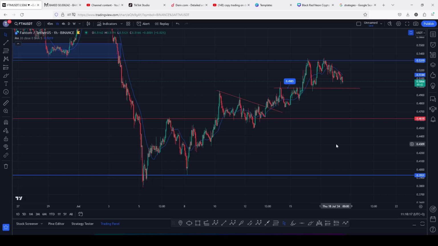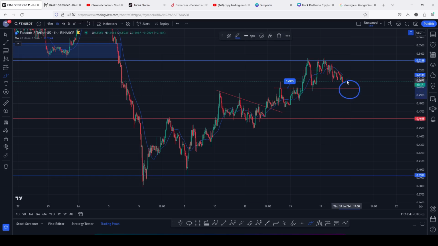Fantom at the time of this recording has started a bit of a pullback to the lower side after getting rejected at a key area of resistance above the 0.5319. We have also lost the 20-day MA here on the 1-hour chart, flipping it back into resistance, and the next key area of support that is holding at the moment lies above the 0.4985.